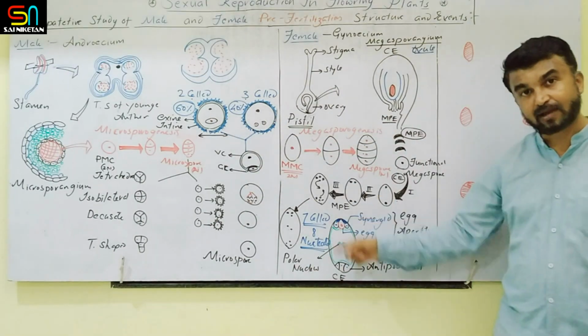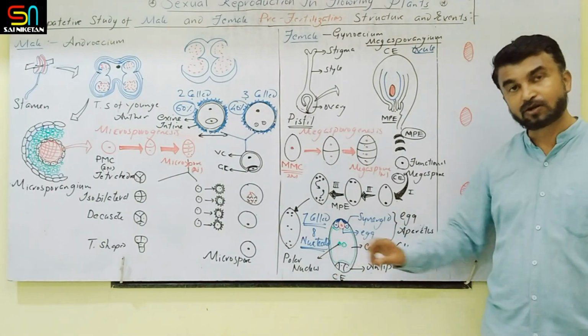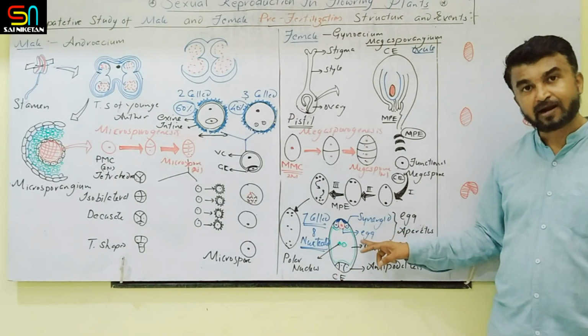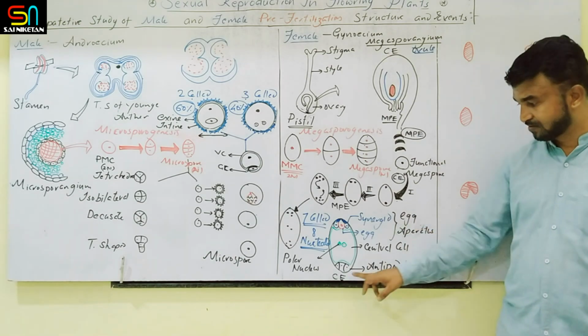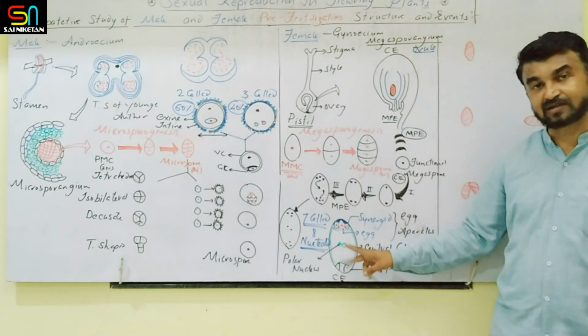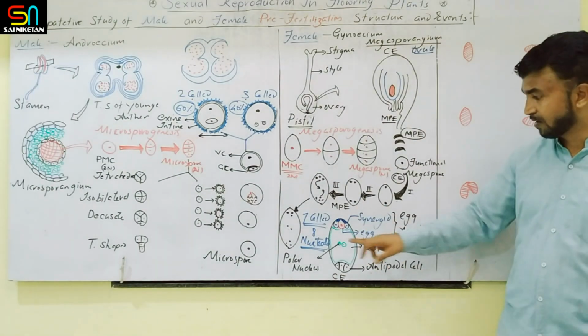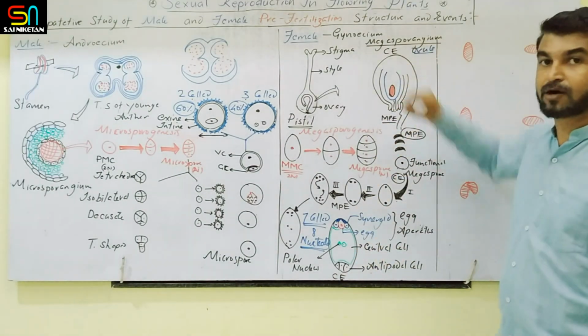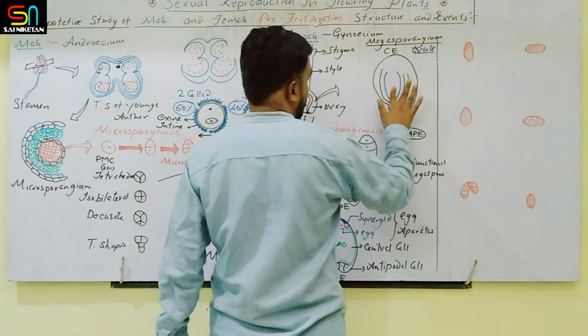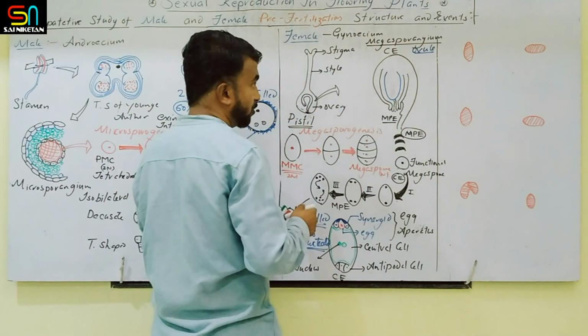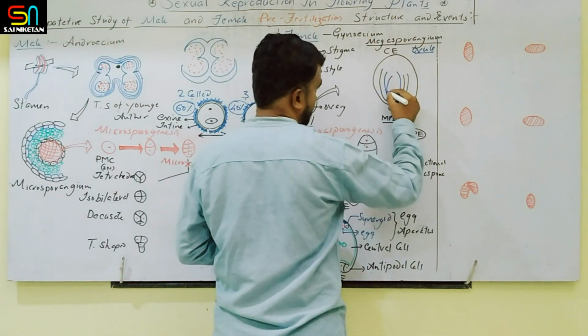If you take the female gametophyte, it is 7-celled, 8-nucleate. Synergids and egg combine to form the egg apparatus, then 3 antipodal cells, and the central cell contains the 2 polar nuclei. So this mature embryo sac, now we have to fit into this anatropous ovule. If you remove this embryo sac, the mature embryo sac fits like this.